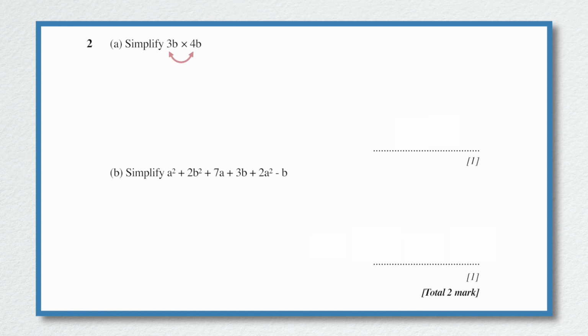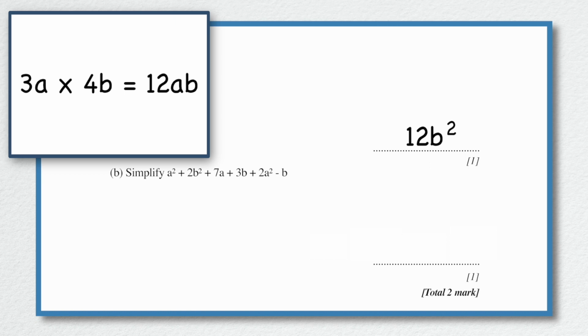So that's 3 multiplied by 4, which is equal to 12, and of course b multiplied by b is b squared. So the answer is 12b squared. Had the question been 3a multiplied by 4b, say, then the answer would have been 12ab. 3 multiplied by 4 is equal to 12, and a multiplied by b is equal to ab.